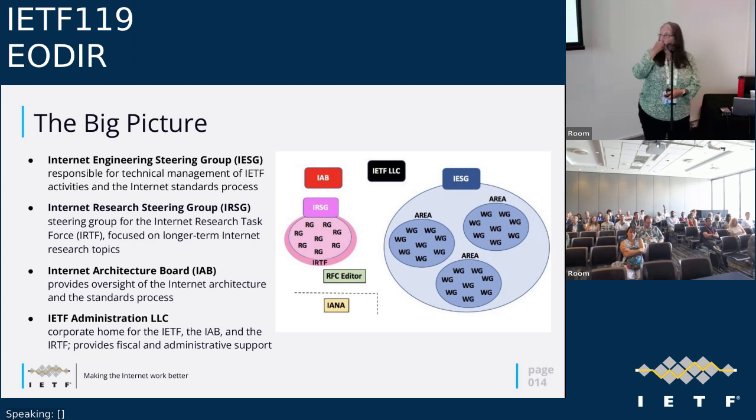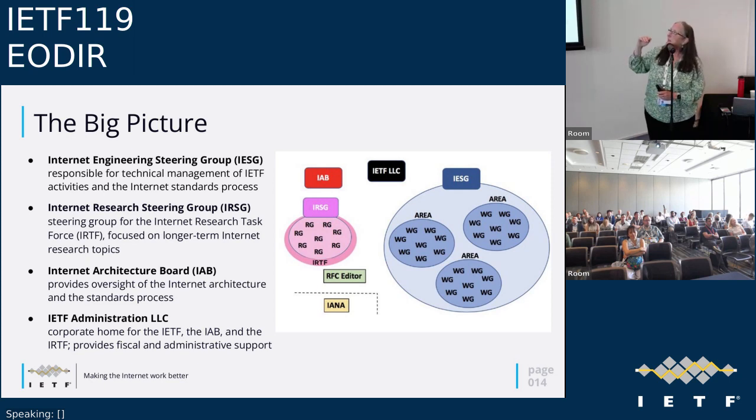So now, on to the real pieces here. This is the big picture. You have the IETF, which is the Internet Engineering Task Force, with the working groups. You have the IESG, which is the engineering portion, and the pink portion is the research portion. So you have engineering in blue, and research in pink. The IESG is the body that manages all of the technical working groups, and the IRSG is the body that manages all of the research groups.